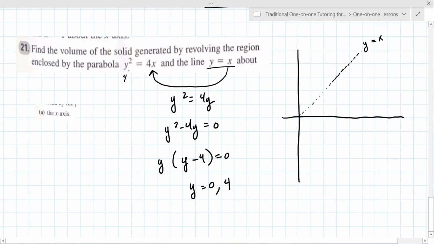So when y is 4, that's 4 squared, that's 16 equals 4x. So that means x must be 4. So there's an intersection point at 4, 4. Okay, so the graph looks something like this, I think. It's this region right here.